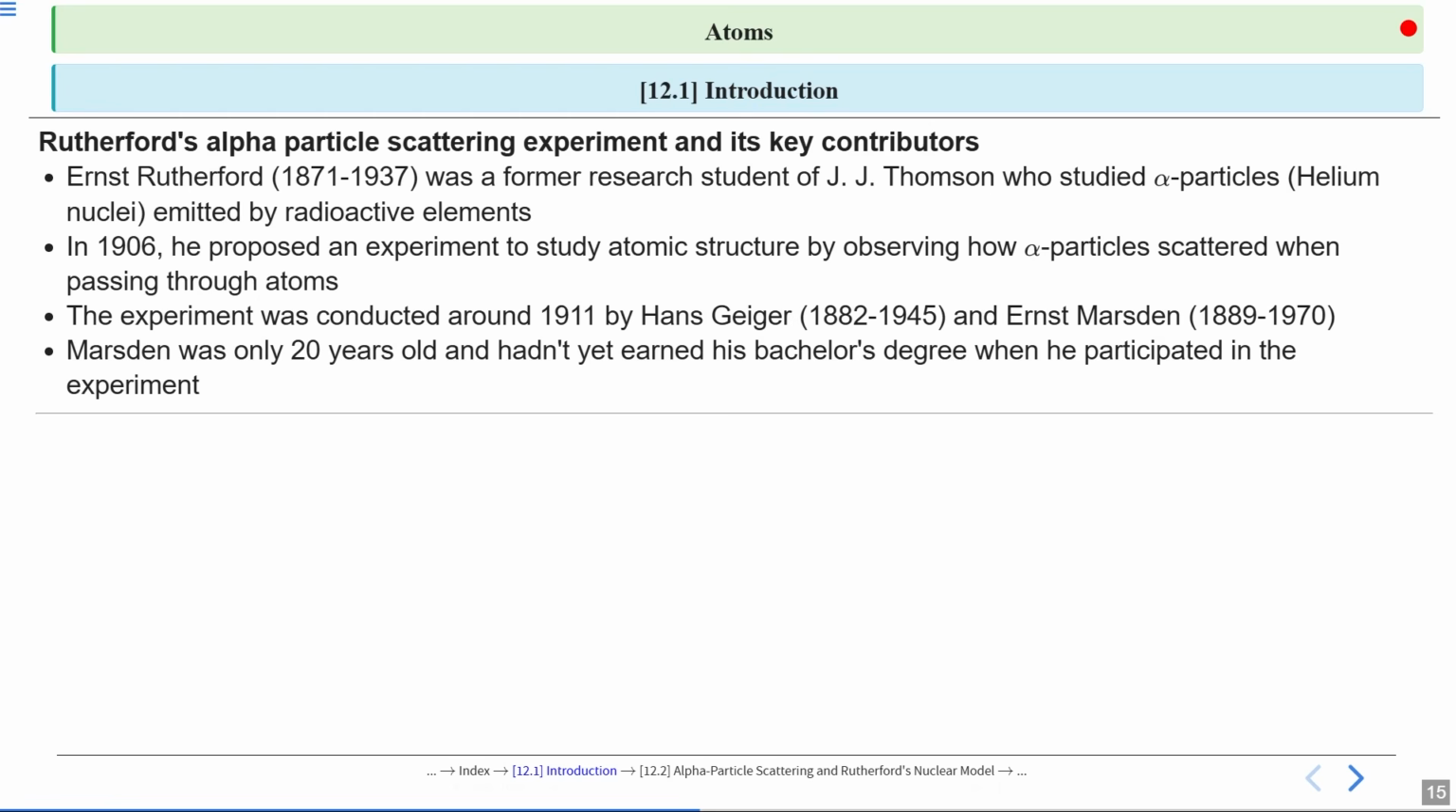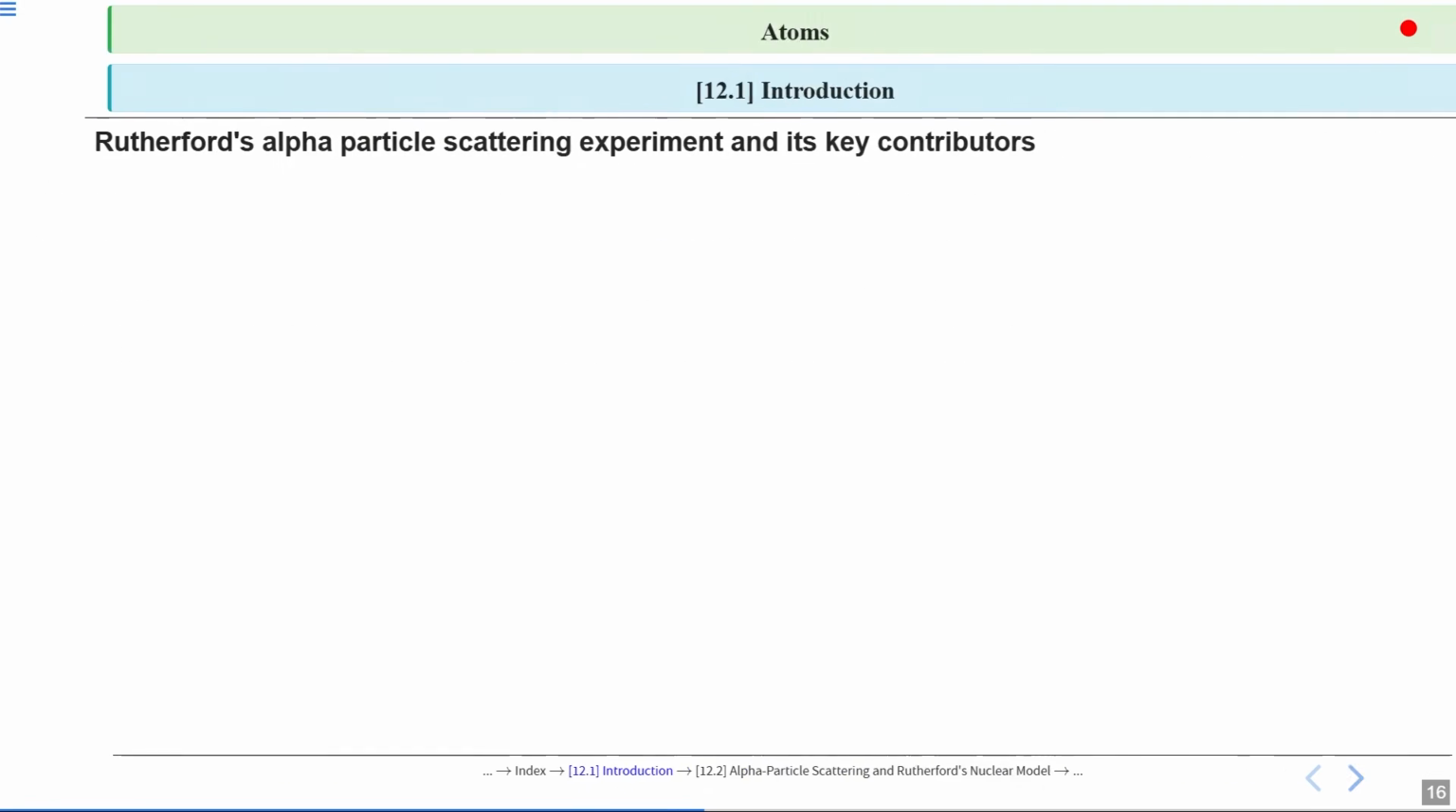It's interesting to note that Marsden was only 20 years old and hadn't even finished his bachelor degree when he helped with this groundbreaking experiment. This shows that important scientific discoveries can involve people at any stage of their careers.